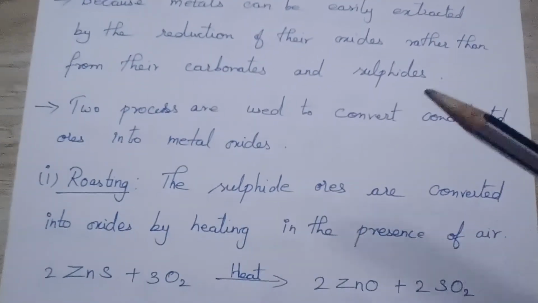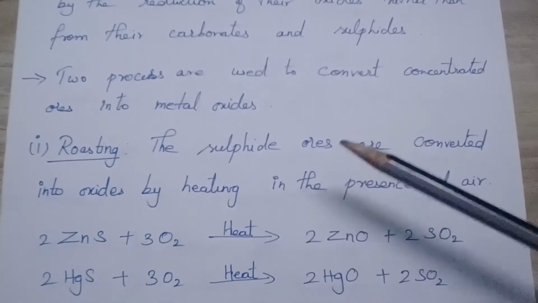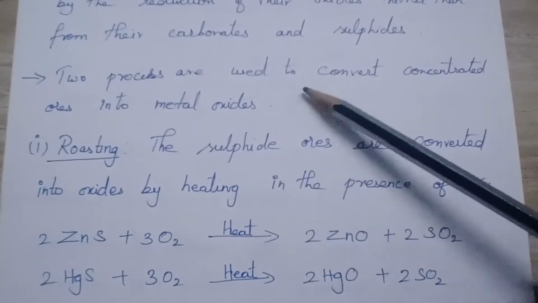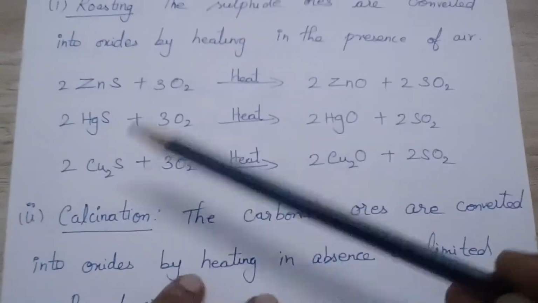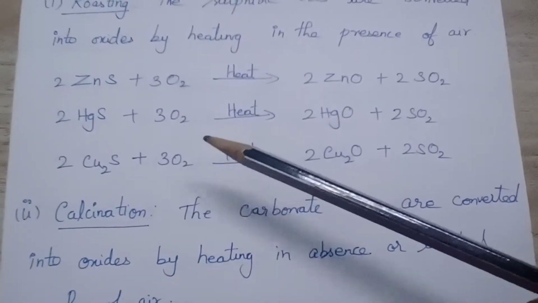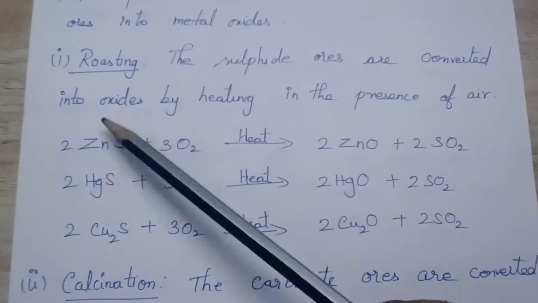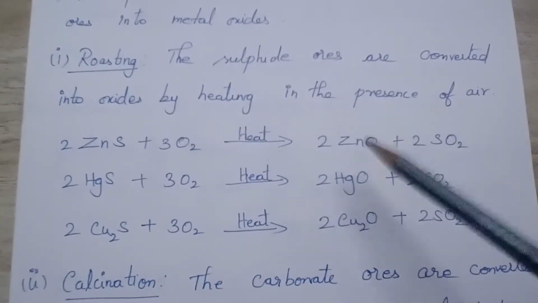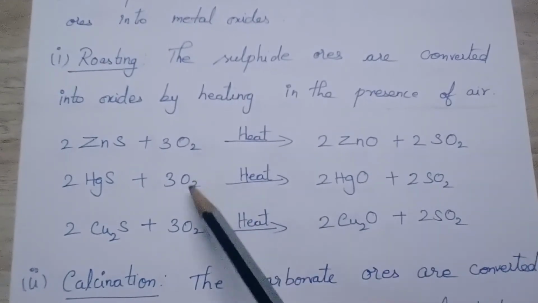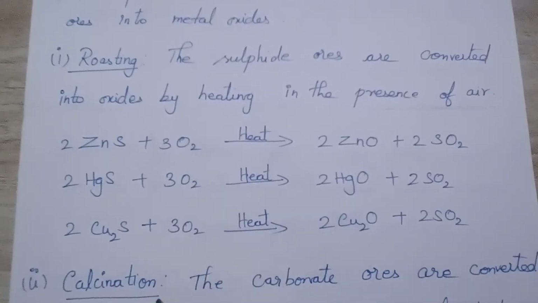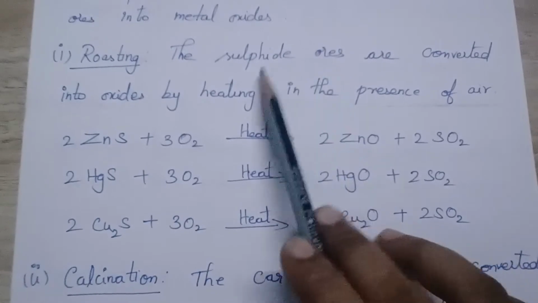So how will you convert ore into metal oxides? There are two processes. The two processes used to convert concentrated ore into metal oxides are roasting and calcination. Both are the same process, with only a slight difference. Roasting means the sulfide ores are converted into oxides by heating in the presence of air. This is very important. When it is heated in the presence of air, that means in the presence of oxygen, that is called roasting. We'll go for roasting when the ore is a sulfide ore.